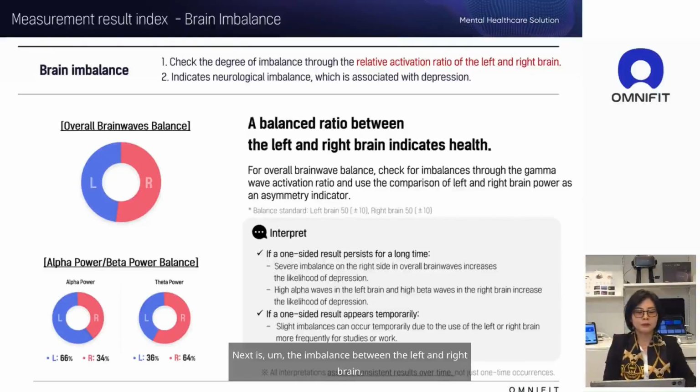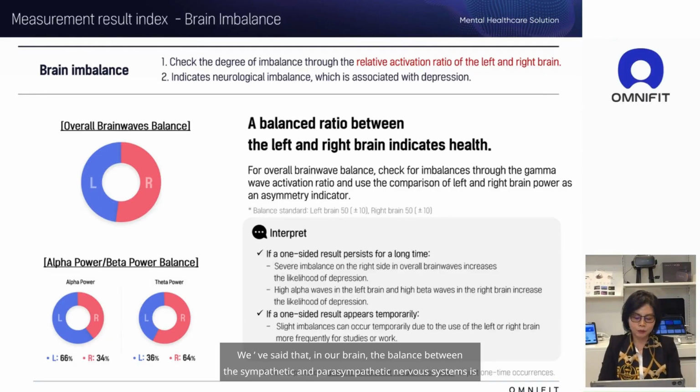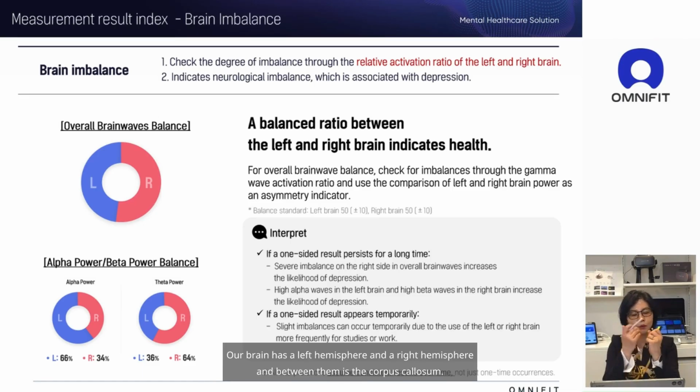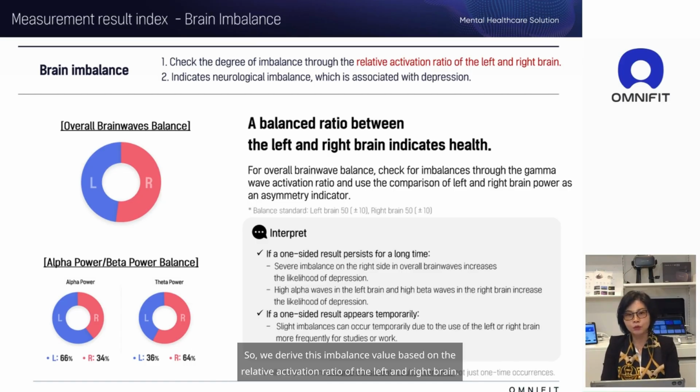Next is the imbalance between the left and right brain. It refers to the brain imbalance value. We've said that, in our brain, the balance between the sympathetic and parasympathetic nervous systems is very important. Our brain has a left hemisphere and a right hemisphere, and between them is the corpus callosum. Likewise, the balance between the left and right brain is very important. So, we derive this imbalance value based on the relative activation ratio of the left and right brain.